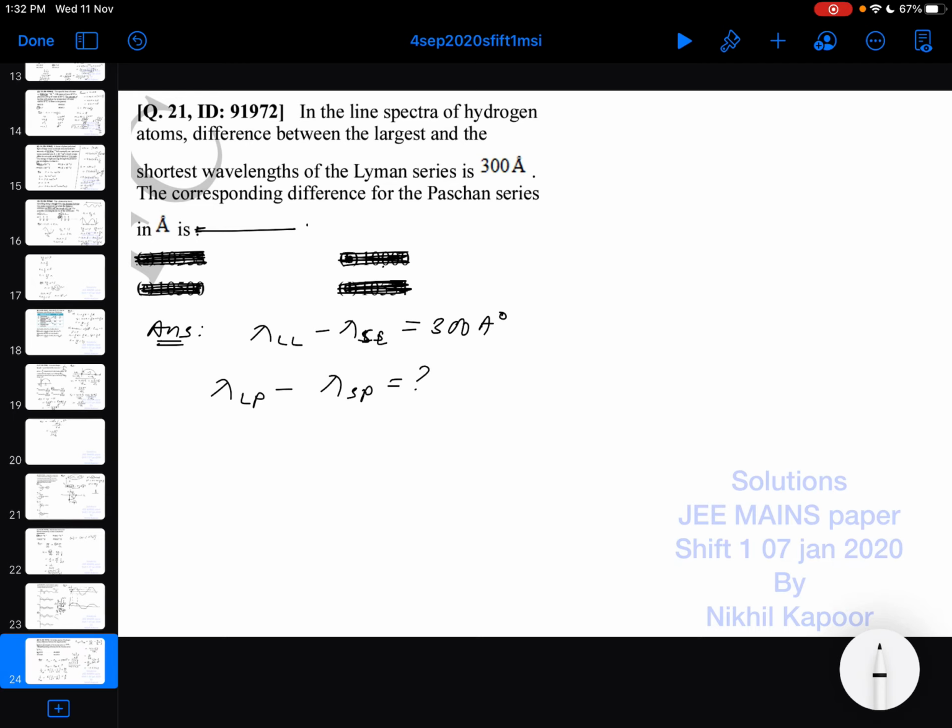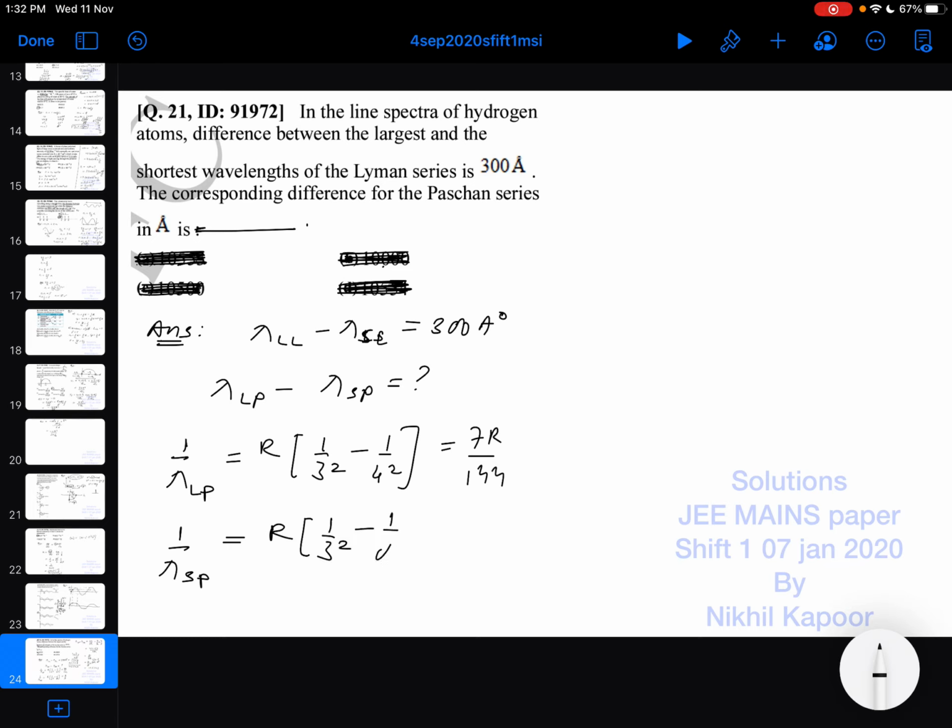Now we know that Paschen series is from any higher orbit to third orbit. So the longest wavelength in Paschen series can be calculated as the transition from 4th orbit to 3rd orbit, which comes out to be 7R upon 144. While the shortest wavelength in Paschen series comes out when the transition is longest, that is from infinity to 3. So that comes out to be R by 9.